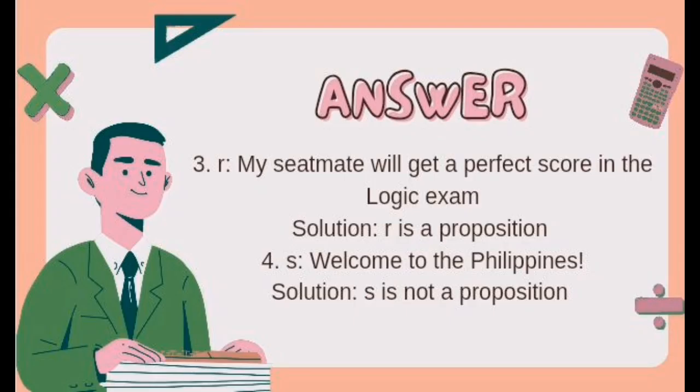Third, the proposition R: My seatmate will get a perfect score in the logic exam. This is either true or false, and since we're talking about a proposition, R is a proposition because the seatmate can have a perfect score after taking the exam.